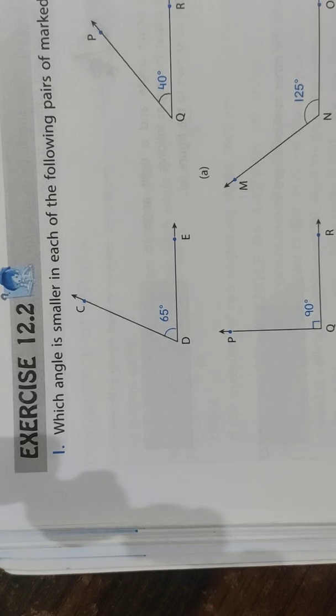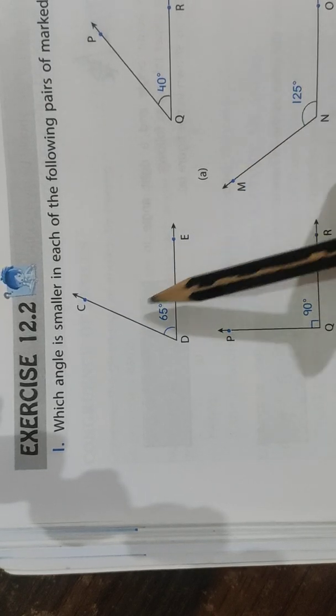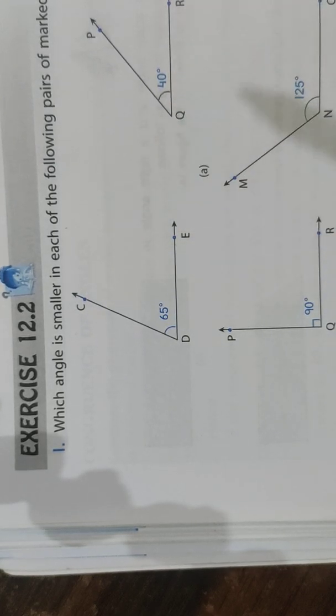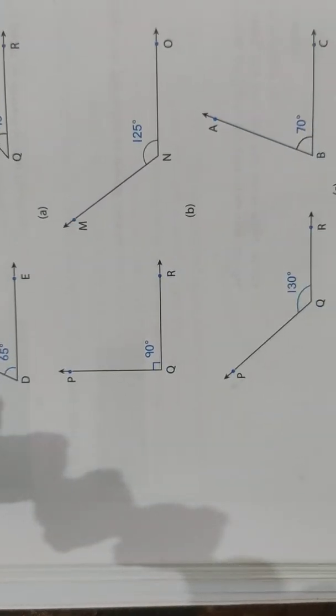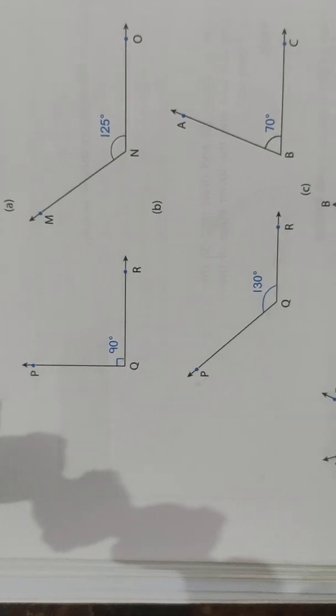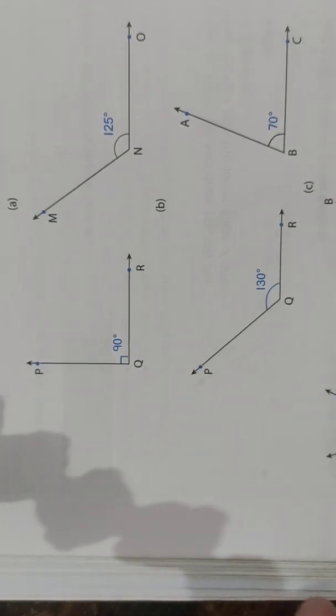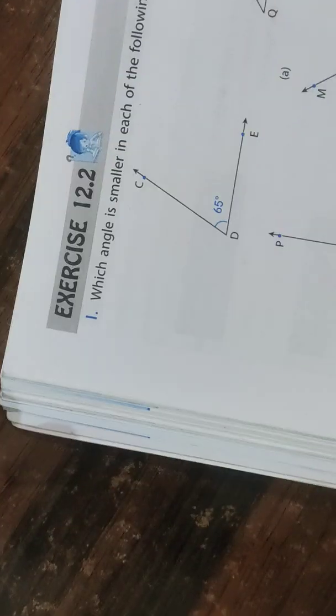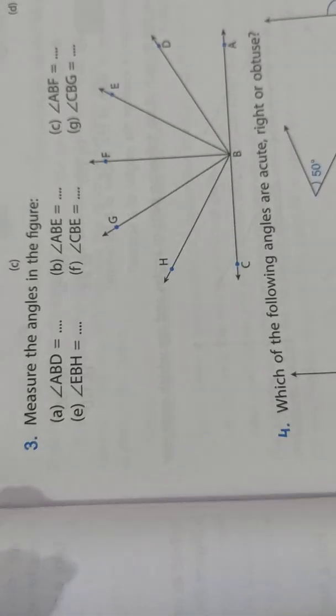Book exercise 12.2. Very simple questions are given. In the first one it is asked which angle is smaller, so the degrees are given. You can do it yourself, it's very easy. In the same way, the second question asks which pair of angles is greater, so again you can do it yourself. Now come to part 3, which I will explain how you have to do in the book.